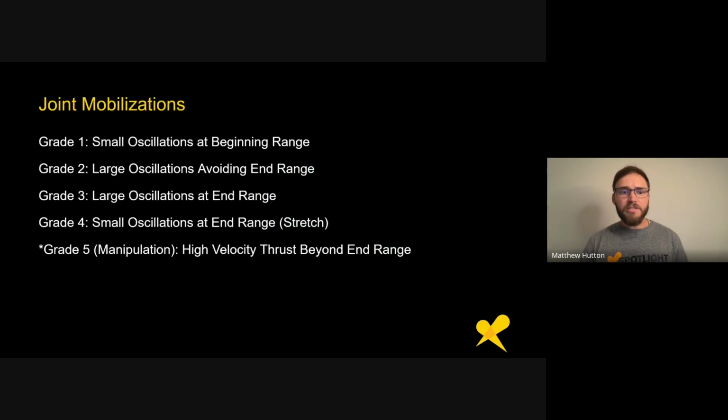So this is the joint mobilization slide that I was referring to. The only one that's not in our scope of practice is grade 5. And this depends even on your state regulations. So for most athletic trainers, you can do grades 1 through 4 safely and confidently because you're not going to cause any kind of injury.